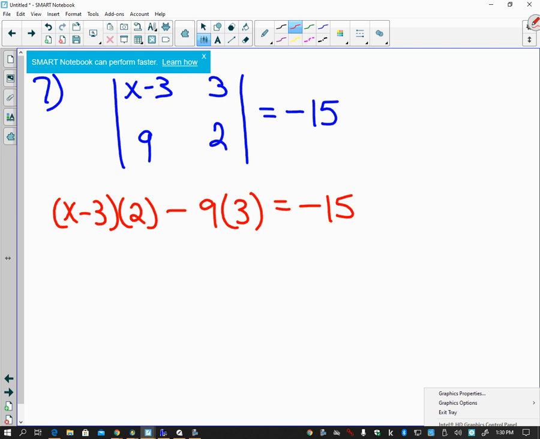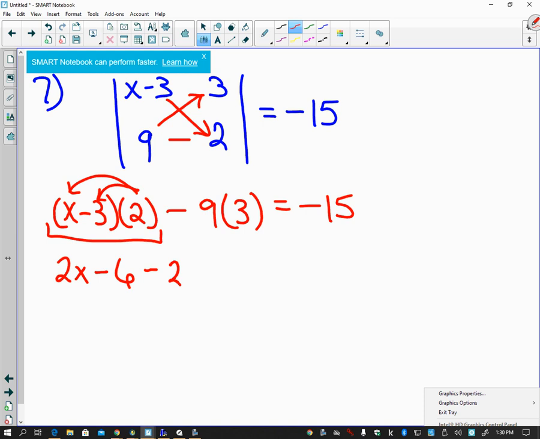What do I do now? Okay, do we all understand how this was set up? Okay, top left times bottom right minus bottom left times top right is going to be the determinant. So what do I need to do with this section here? Distribute the 2 to the x and the negative 3. So I get what there? 2x minus 6. Okay, and now negative 9 times 3. Negative 27 equals negative 15.